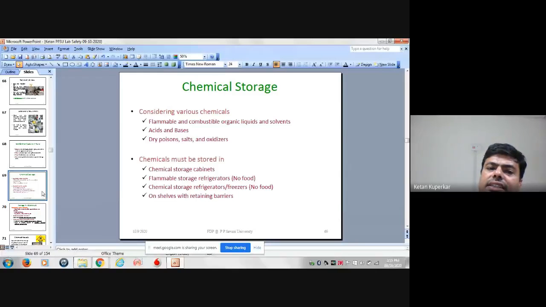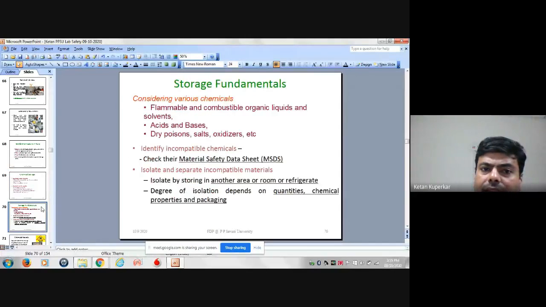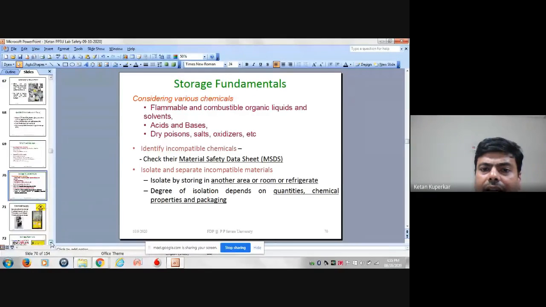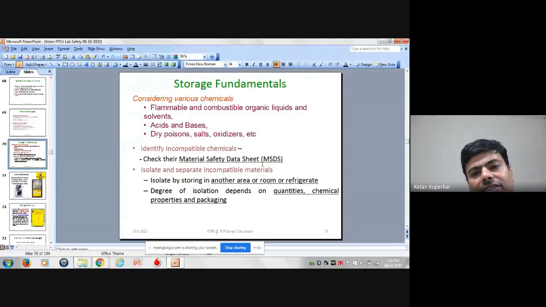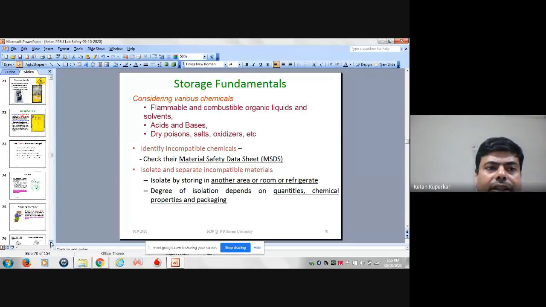So chemical storage must be in definite storage cabinets. Several flammable chemicals should be stored in refrigerators, a few of them in freezers, and most of them on shelves with retaining barriers. In addition, for storage fundamentals, you need to follow the MSDS thoroughly because it mentions the place where to store them properly.